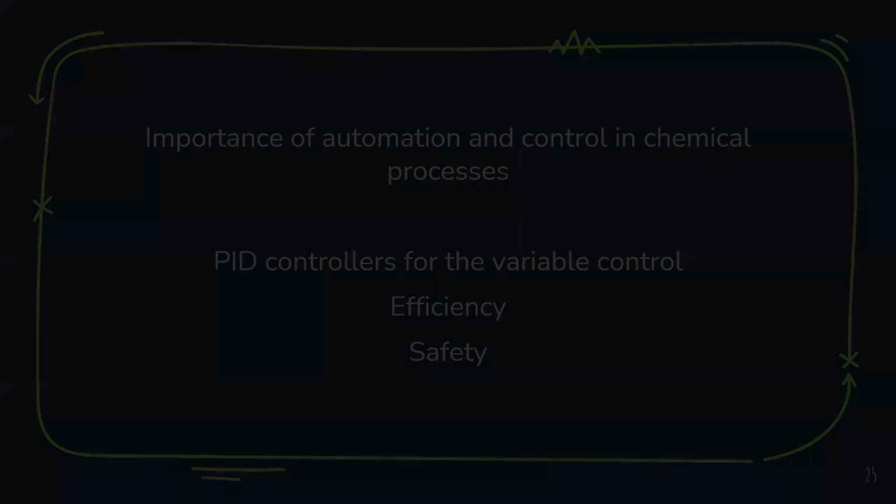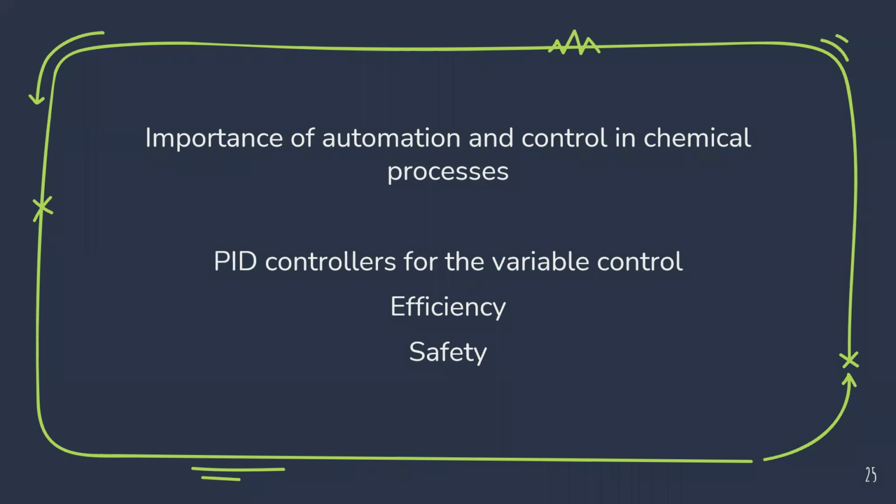So now, for concluding, throughout this semester course, I learned about the importance of automation and control in chemical processes. Some of the most valuable knowledge I gained was about PID controllers and how they help in the control of variables in processes so they may be more efficient and safer.